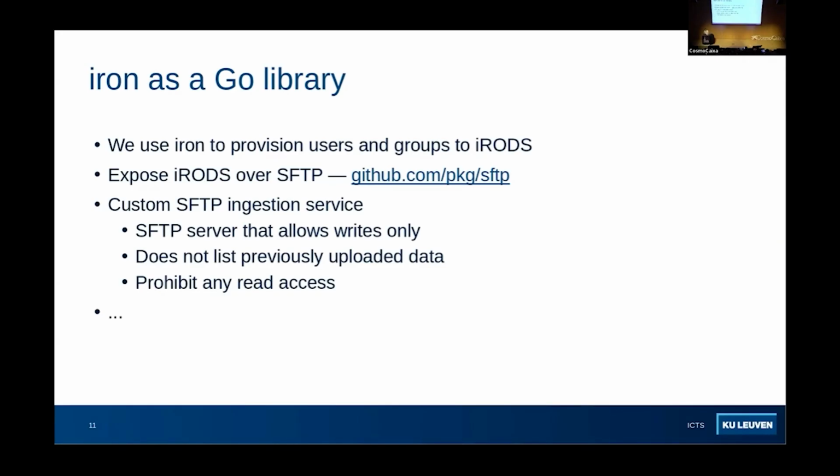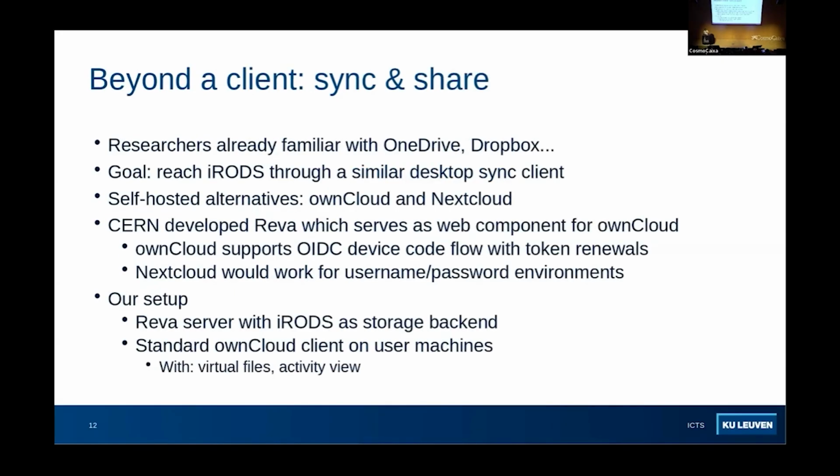We also, for example, have a custom SFTP ingestion service, which is used for untrusted devices to upload data. What we do is we hand out usernames and passwords to, for example, camera devices, and those cameras connect to this SFTP service, and they can only write files. They cannot see any data they previously uploaded, and they certainly cannot read anything they just uploaded. So you can use this to give write access to untrusted devices. Okay, so that was the iron library.